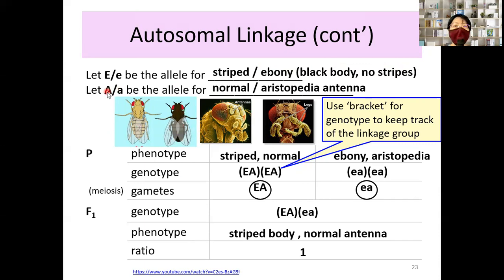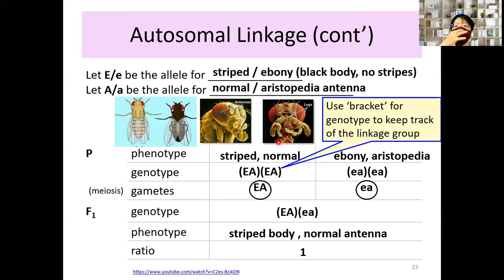Okay. Let big A be the allele for normal antenna. So this one, can you see the antenna here? The tiny little fiber structure, which is branched. So this is the antenna, it is normal. Small a be the allele for Aristopedia antenna. Aristopedia means appendages. So what does it mean for Aristopedia antennas? You look at the antenna for this one, it is like a foot growing on the head, forming the antenna. So this is called Aristopedia.